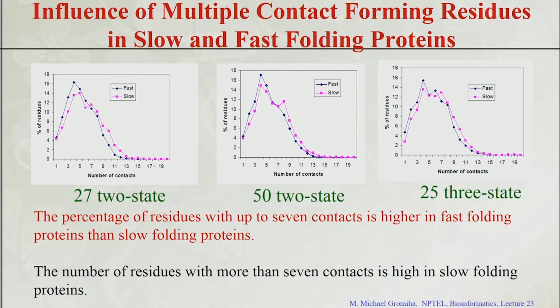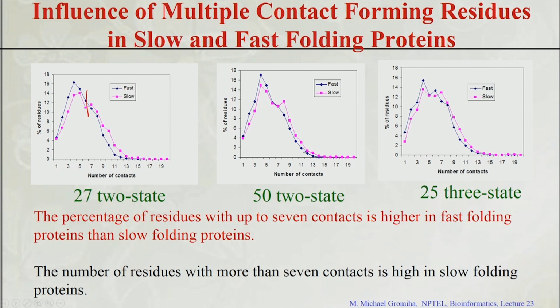Now, let us see whether there is any difference in the folding rate, and in the number of fast folding proteins and slow folding proteins, based on the number of contacts. Here on the x axis is the number of contacts, and on the y axis the percentage of residues. The percentage up to 7 residues, for example up to here, is higher in the fast folding proteins; after that it is higher in the slow folding proteins. The same holds for the 27 2-state proteins and the 3-state proteins, as well as another set of 52 2-state proteins.